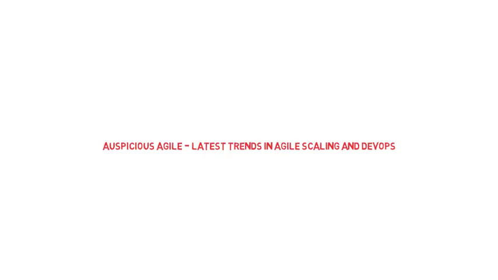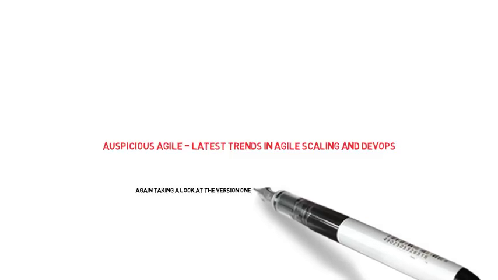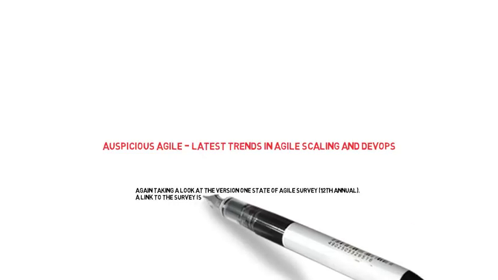This week we'll be taking a look at the latest trends in Agile scaling and in DevOps. We'll be referencing some of the information from the latest VersionOne State of Agile report, the 12th annual, which always has some interesting trends. Let's take a look. We're going to start by looking at some of the macro trends and the responses.